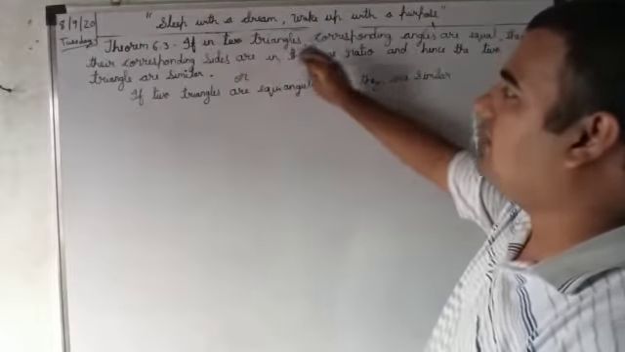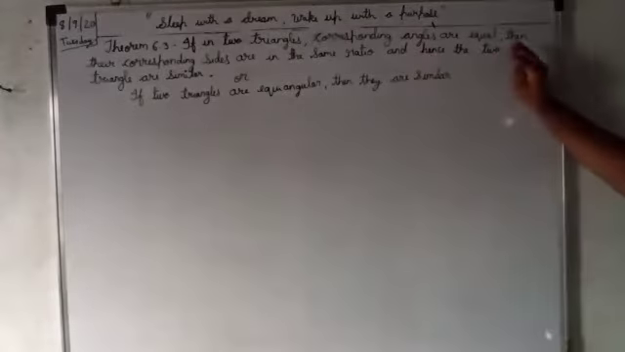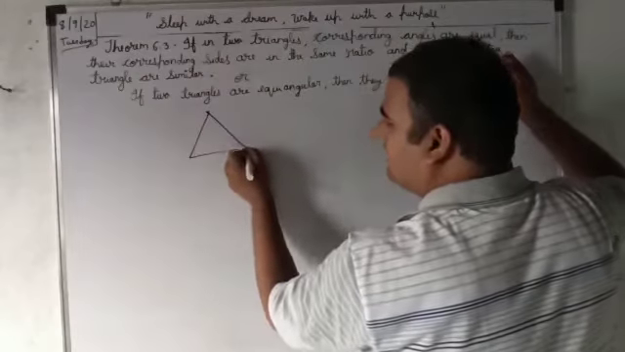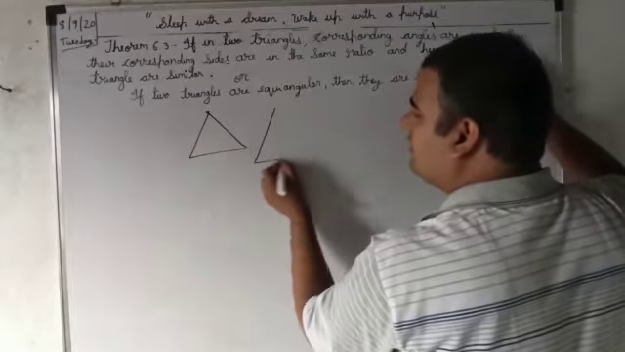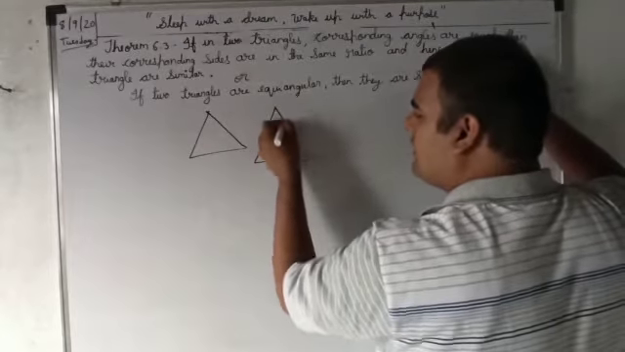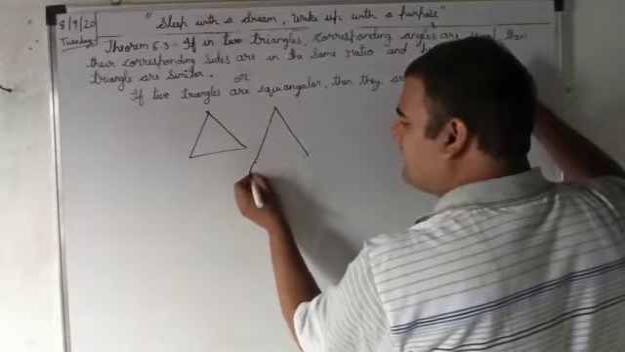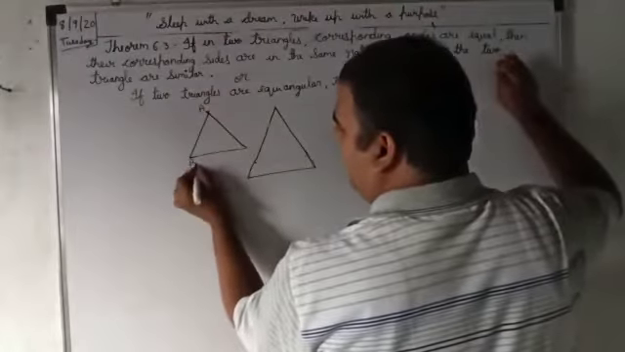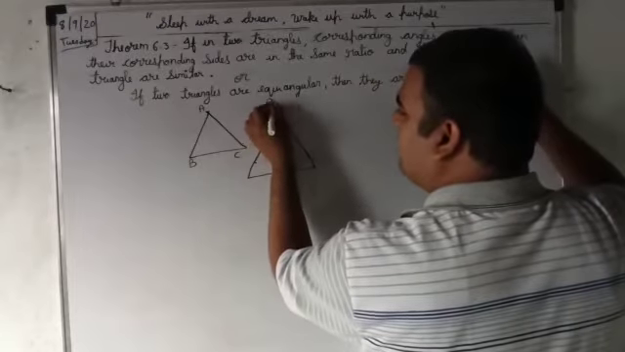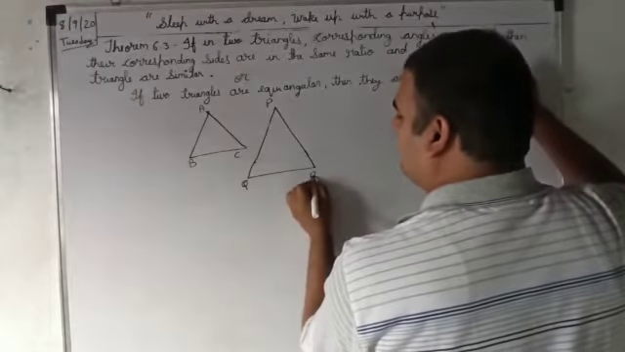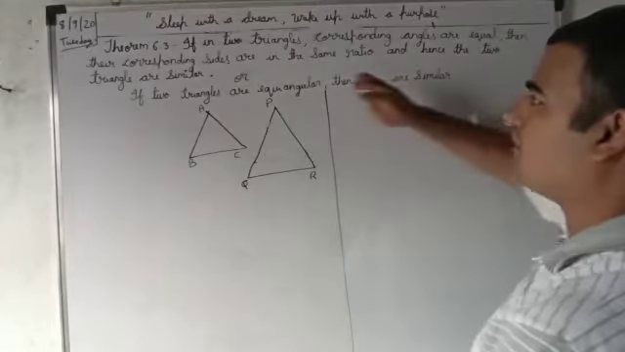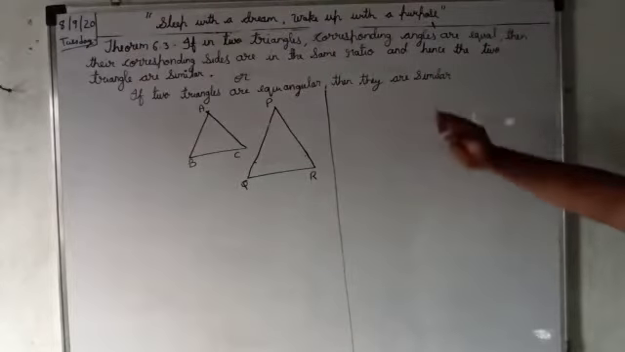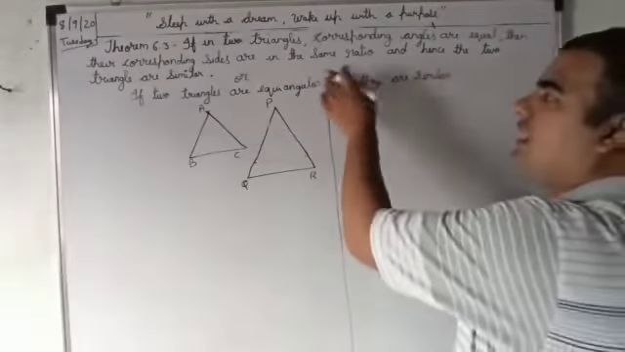If two triangles' corresponding angles are equal, so we have two triangles, their corresponding angles are what? Equal. It is the given data. ABC and we will say PQR. So we will go according to the statement. If two triangles' corresponding angles are equal, then the corresponding sides are in the same ratio.